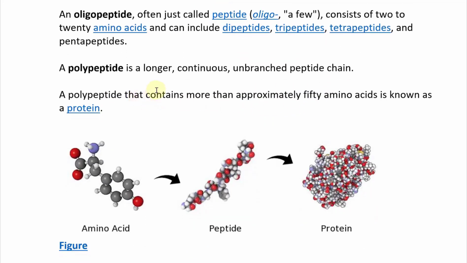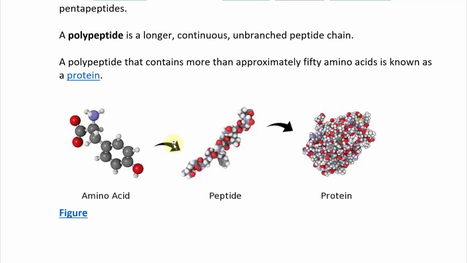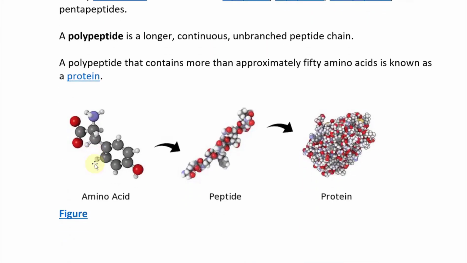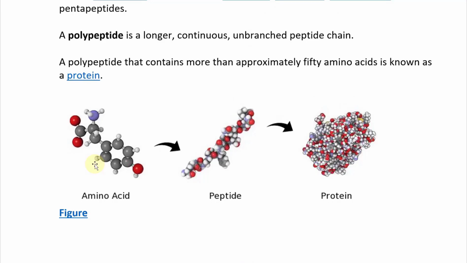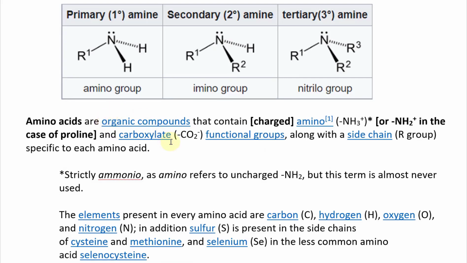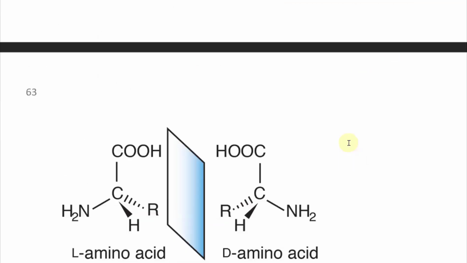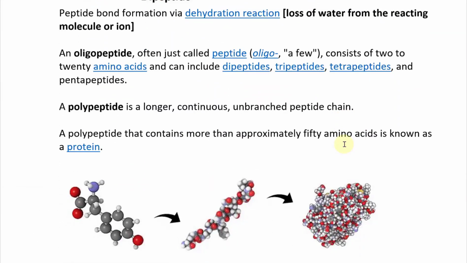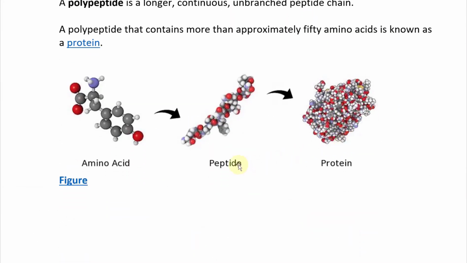A polypeptide that contains more than approximately 50 amino acids is known as a protein. So a protein is just a bunch of amino acids combined together. There's the amino acid, which has that ammonium, or charged amino group, plus the carboxylate functional group along with a side chain R. So that's what it has. And then if you link up a whole bunch of those together, you get a peptide and a lot more.